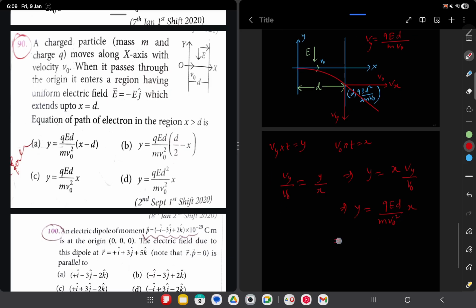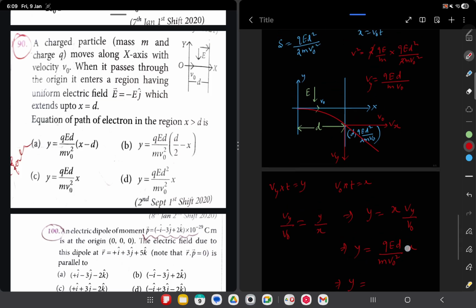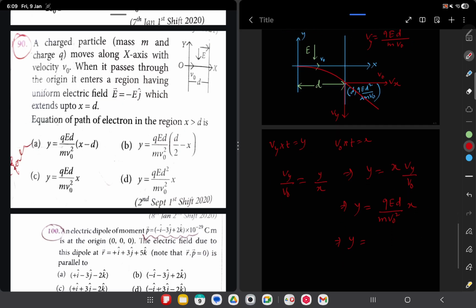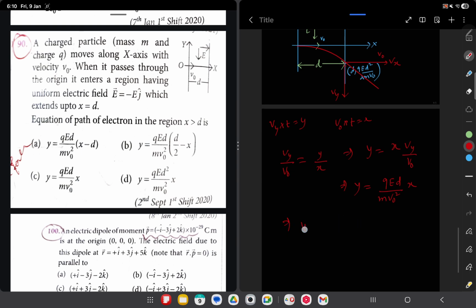Now for this x you need to replace it. Replace by what? Because this is not the total x, and this is not the total y. So y is how much? y is this one plus this one. So in place of y you may write y plus qE d square by 2m v naught square.